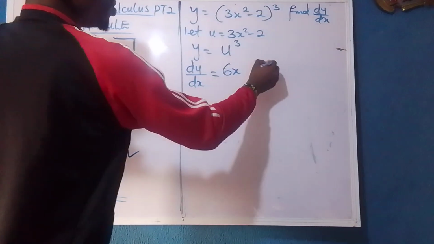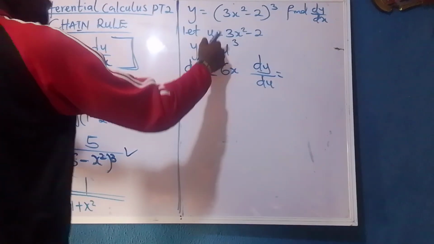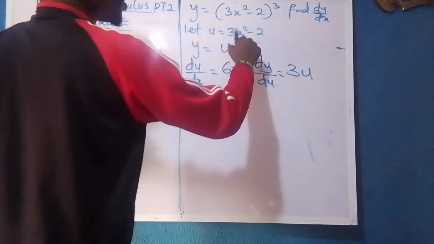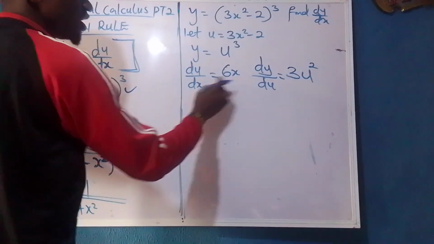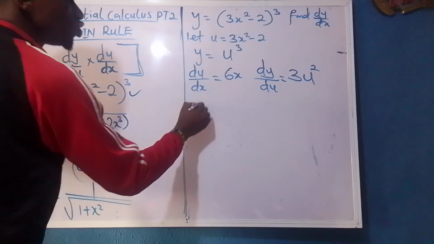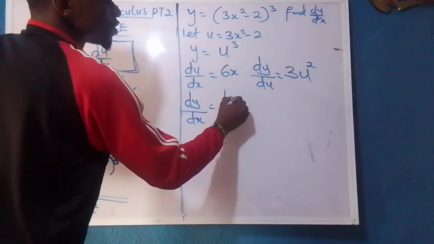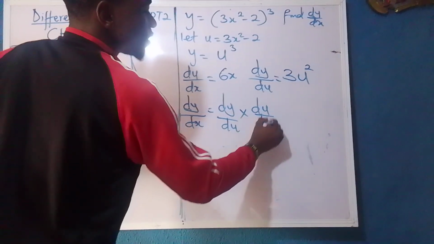So now the next one is to differentiate y with respect to u. That will be, with an invisible 1 here, 3 times 1, that's 3, then u, subtract 1 from the 3, that will be 2. So we have gotten our du over dx and dy over du. So the next stage is to bring back the formula. dy over dx equals dy over du times du over dx.